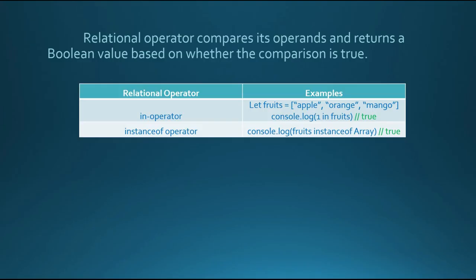In this example, fruits is an array. The in operator checks if the index 1 exists in the fruits array. It does exist, so it'll print true. The instanceof operator checks if fruits is an array. It is, so it'll print true. If it was fruits instanceof string, it'll print false.